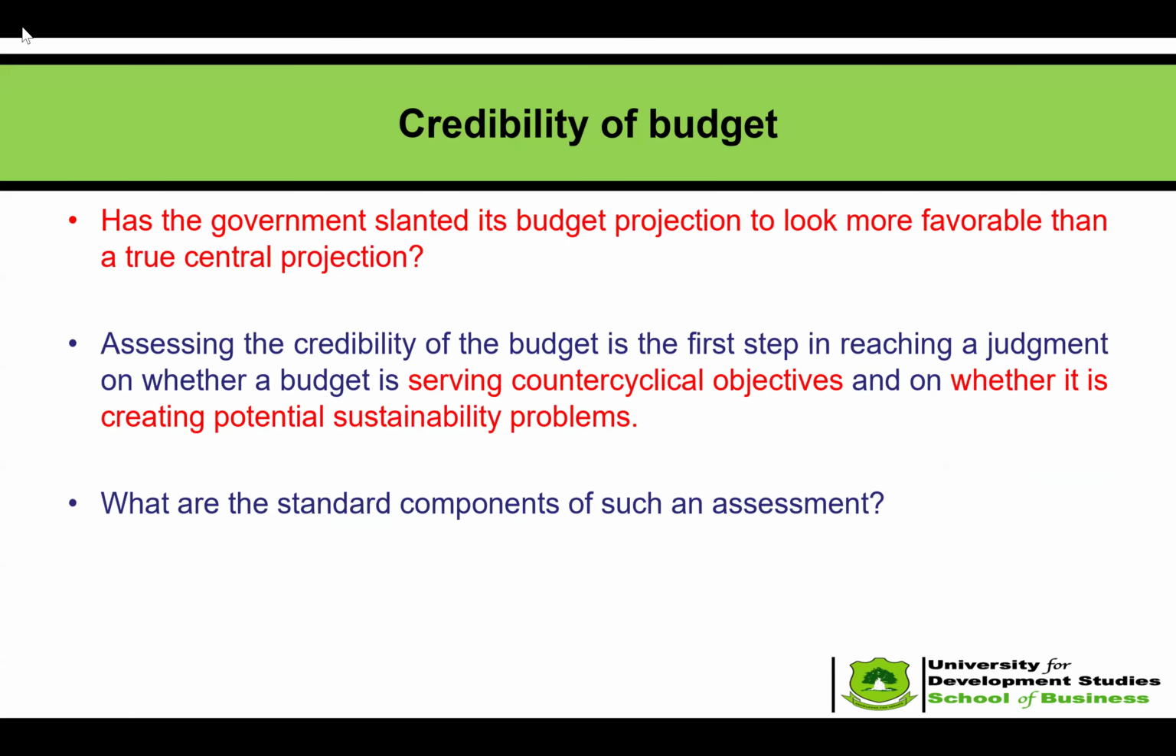Now, having said that, how do we assess the credibility of the government budget? In other words, government can make the budget actually look very good because it is a powerful fiscal tool of government policy direction. Sometimes government can give you the impression that the budget is very good. Meanwhile, deep down, it's not.